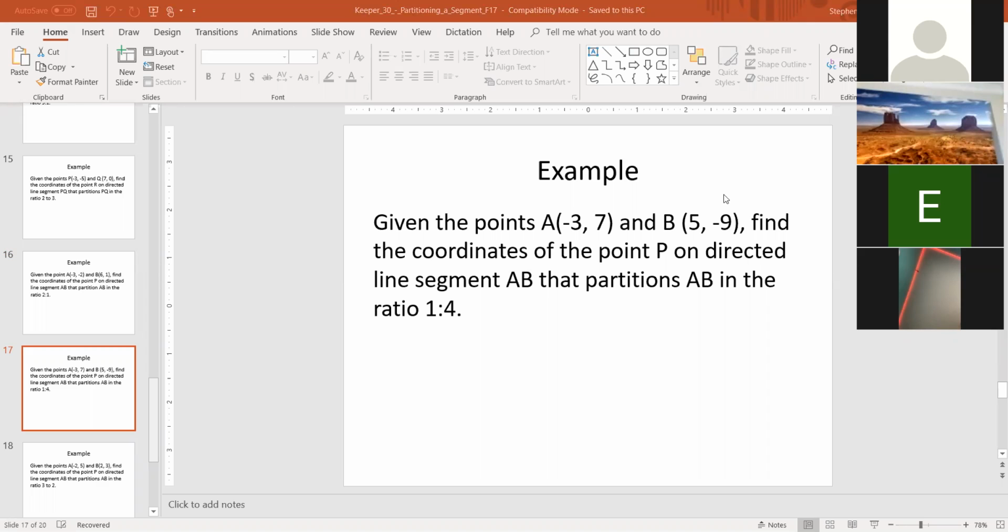So it says, given the points of A is -3, 7, so X is -3, Y is 7, and B, 5, -9, X is 5, Y is -9. Find the coordinates of the point P on directed line segment AB that partitions it into a 1:4 ratio. We got to this one last time and we kind of quit because we were running out of time. We've been over an hour by that point. So I wanted to share this one with you.